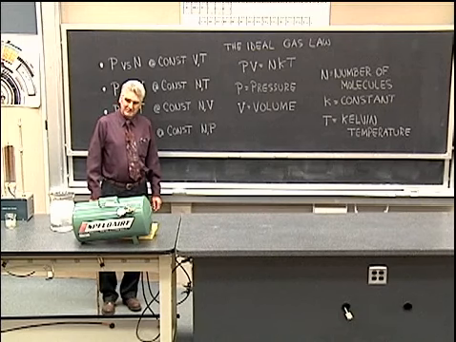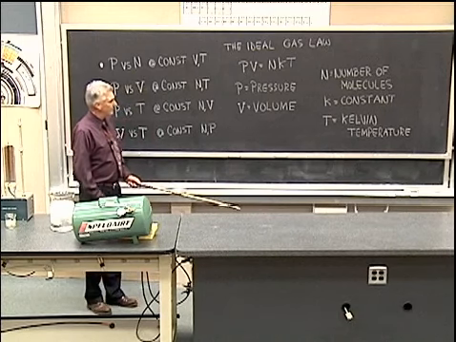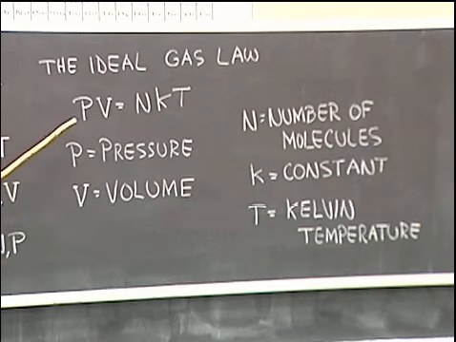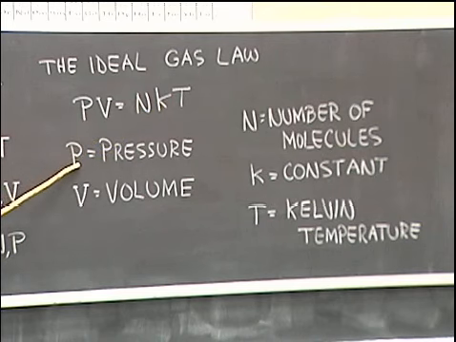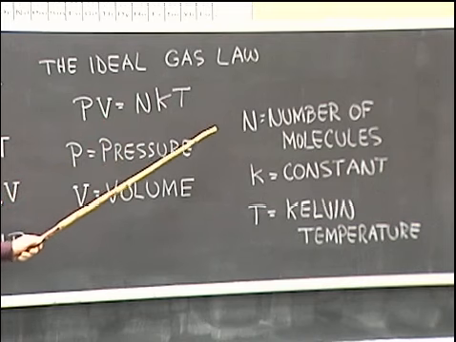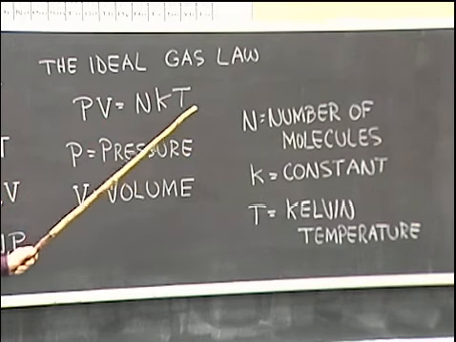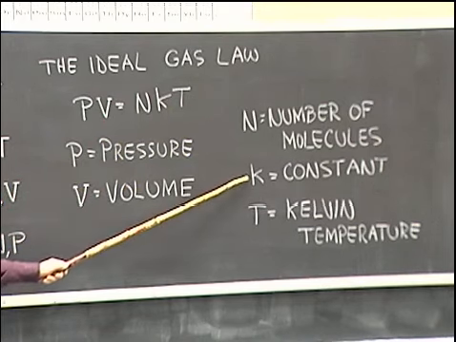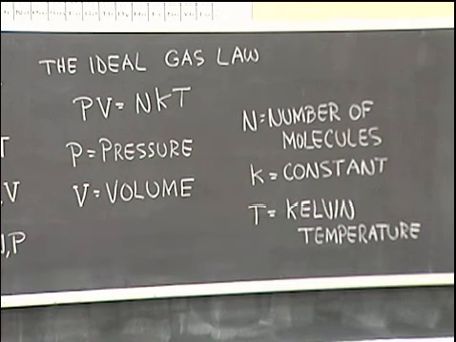Hello, I'd like to discuss and demonstrate the ideal gas law. Here we have the ideal gas law. PV is equal to NKT. In this equation, P represents pressure, V is volume, N the number of molecules, K is Boltzmann's constant, and T is the Kelvin temperature.